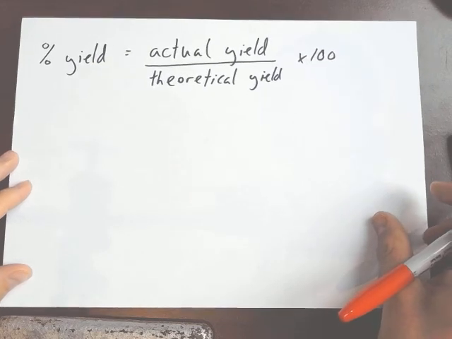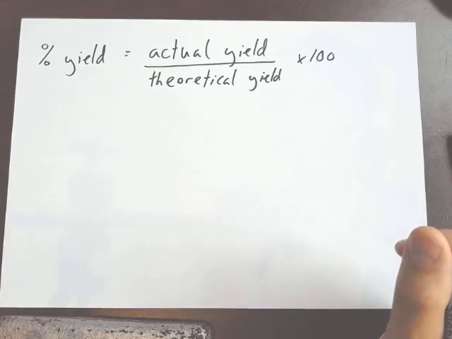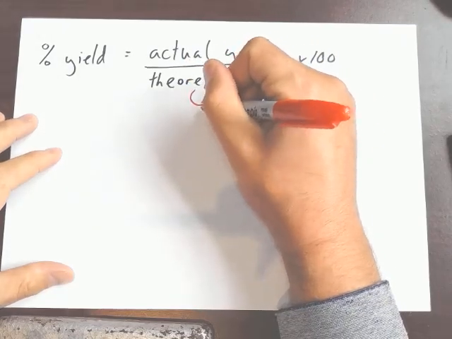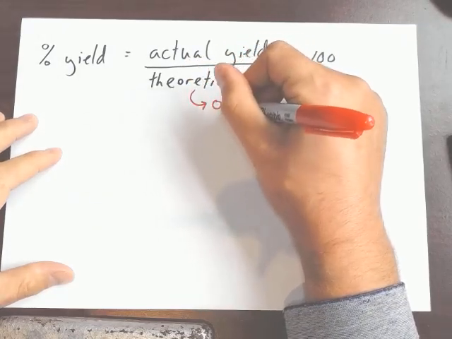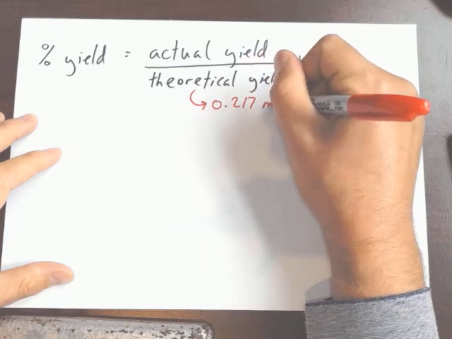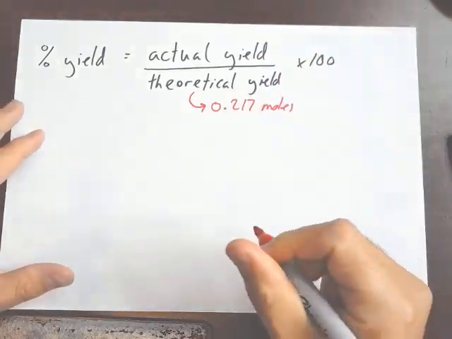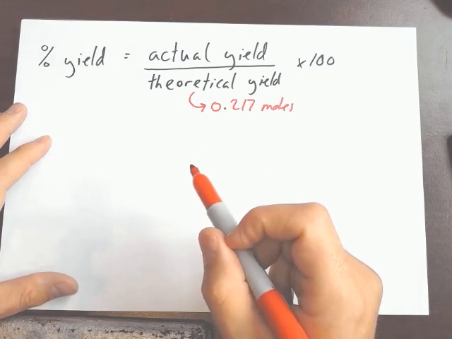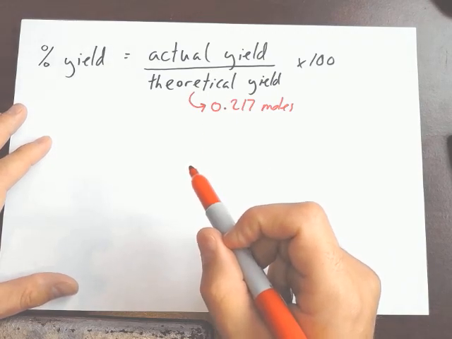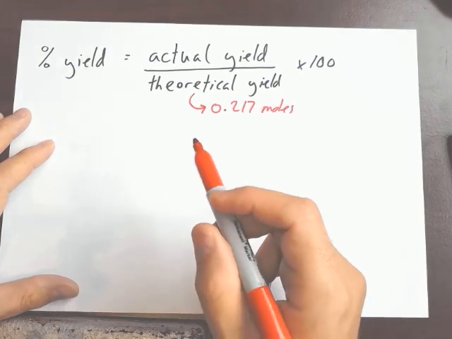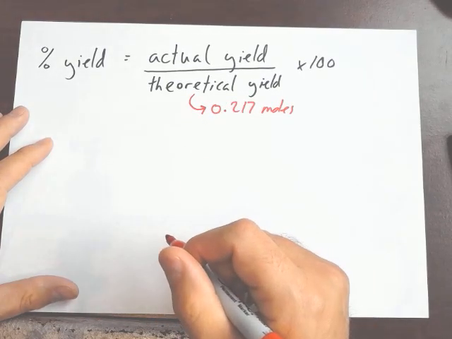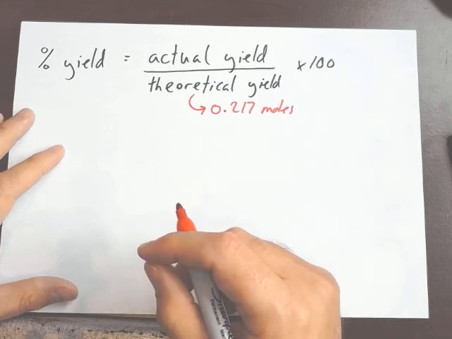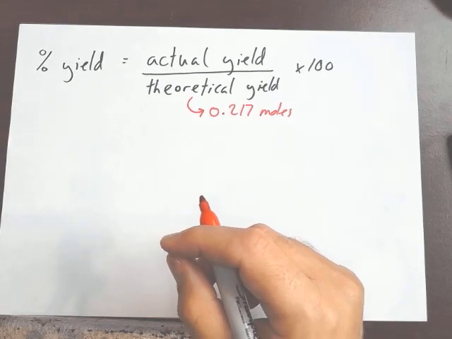So percentage yield is actual yield over theoretical yield. So the theoretical yield is 0.217 moles. I prefer to do this calculation in moles, because if you do it in mass, the temptation is to do 10 over 12 or 12 over 10, and you can't do that. The molar masses of sodium and zinc are different, so if you do it in moles, you can avoid that obvious pitfall.